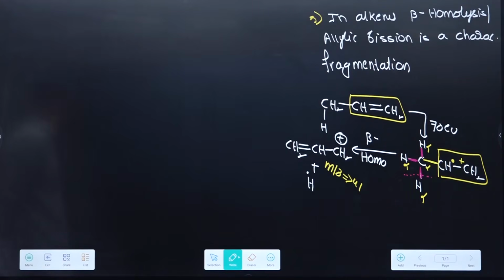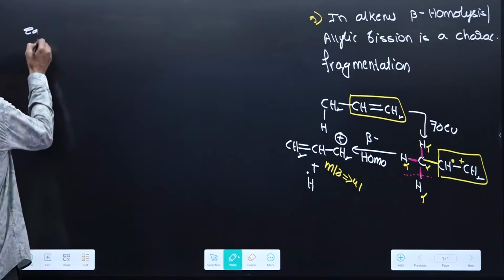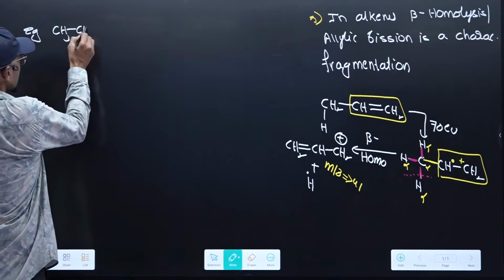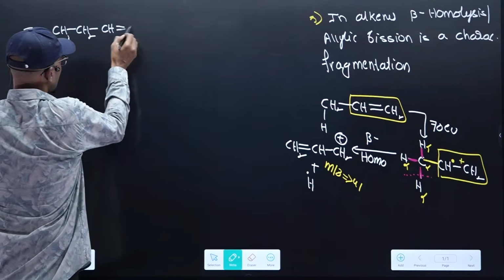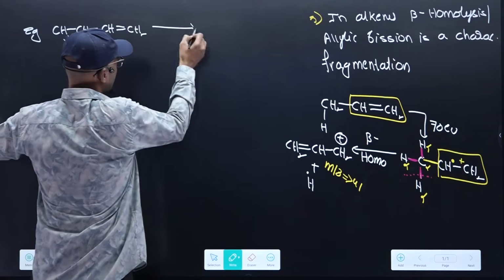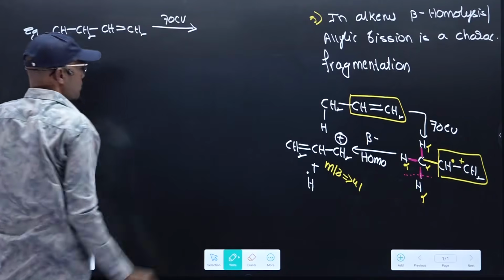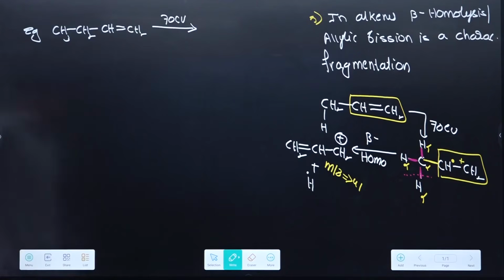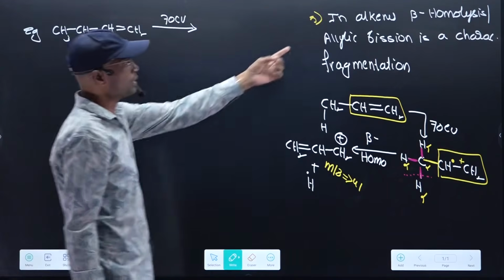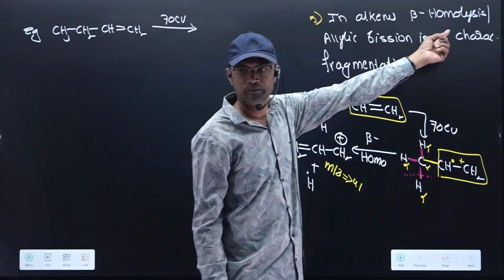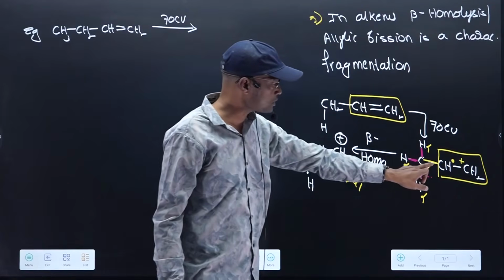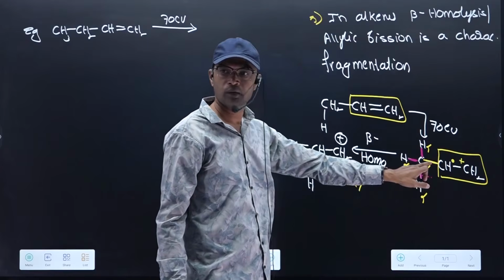Try to cleave beta bonds every time when an alkene is given. So suppose if this is a molecule, how to cleave? This is CH2, here carbon carbon double bond. Go for molecular ion formation and beta fission. Beta fission is also called beta homolysis. See, if I break here, what is this? If I break this bond, alpha homolysis.